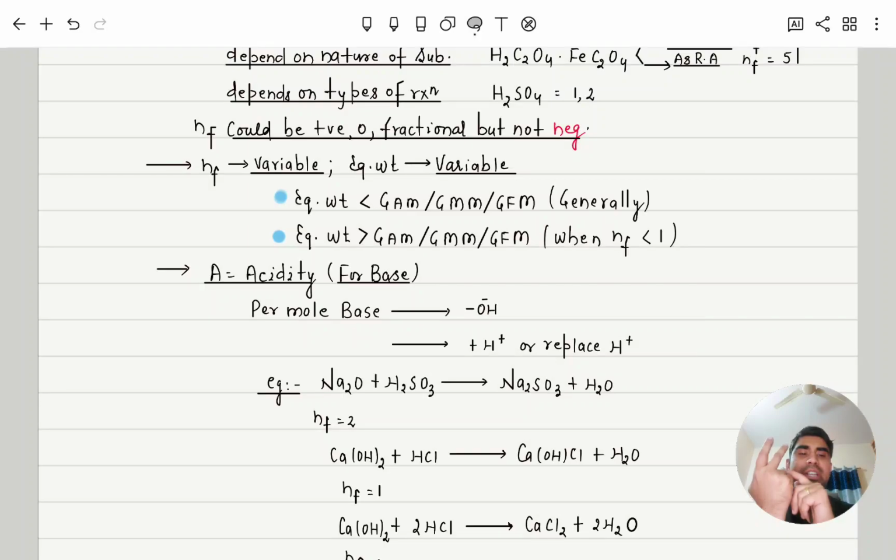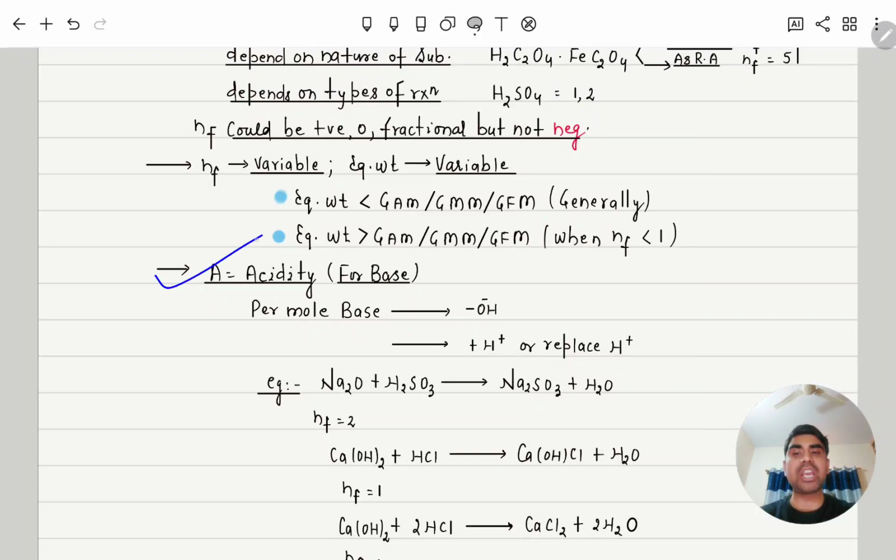Basicity is the n factor for acid. Then, for charge, whatever magnitude of charge is there, that is called its n factor. And the fourth one is valency, so whatever the valency of the element is, that is called its n factor.